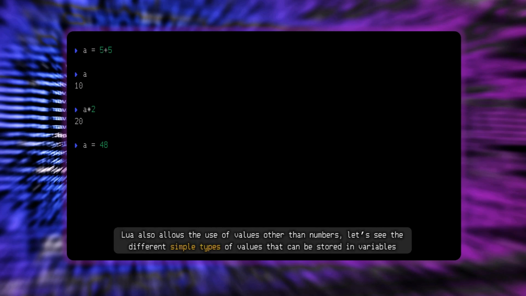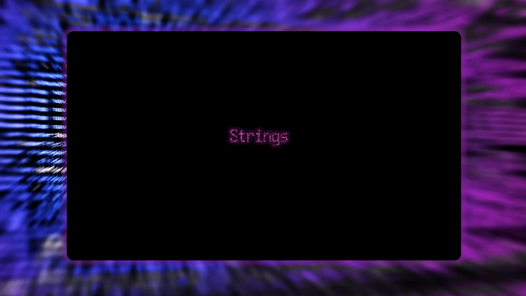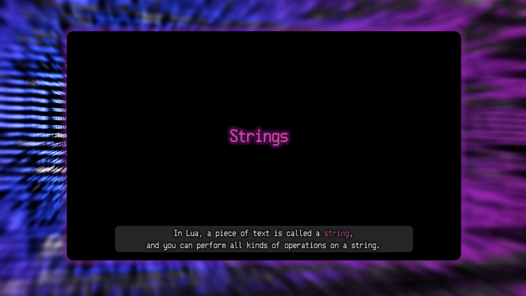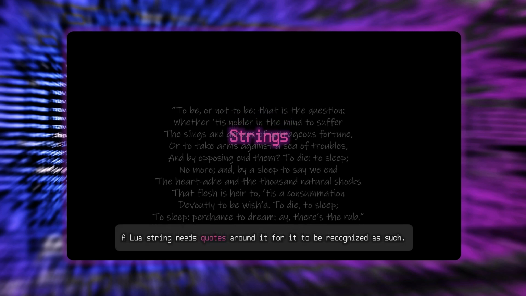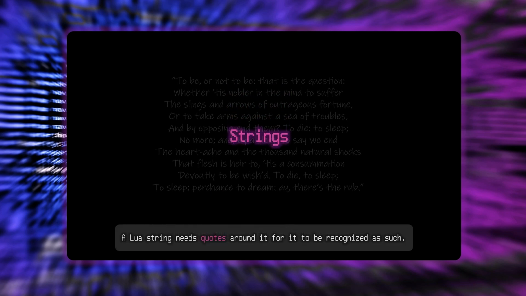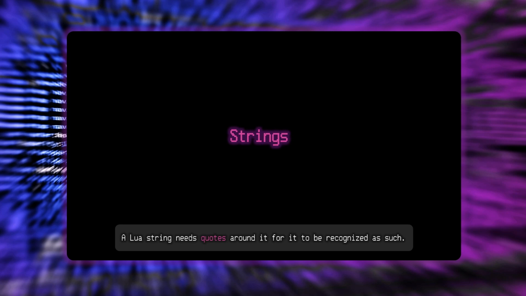Lua has different simple types other than numbers that can be stored in variables. In Lua, a piece of text is called a string. You can perform all kinds of operations on a string. A Lua string must be surrounded by quotes to be recognized as such.